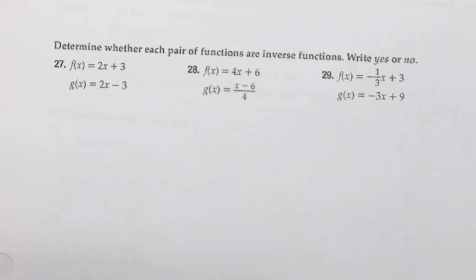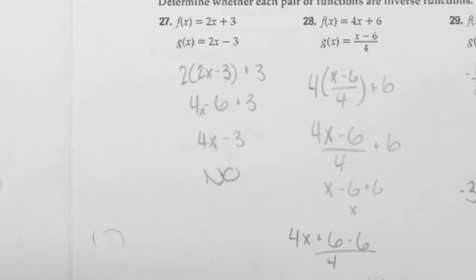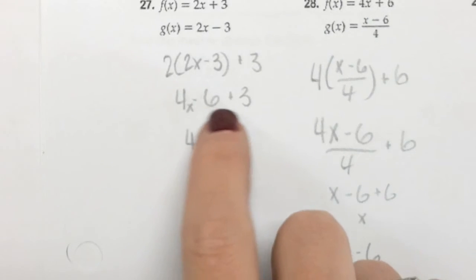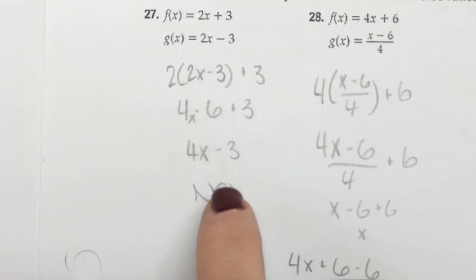Alright, I have 3 papers. I'm going to put them up underneath and go ahead and compare your work, and let's see if we need to change anything. Alright, this is number 27. This person got no. What do y'all think? Good? Did y'all have this exact terms, 4x minus 6 plus 3, 4x minus 3? Any questions?